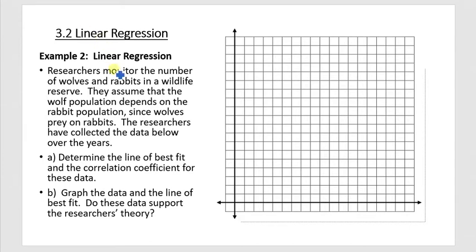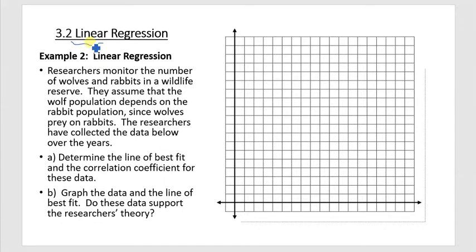Okay, example 2. And sorry, this is linear regression. I think I had the titles wrong in the last two videos. So researchers monitor the number of wolves and rabbits in the wildlife reserve. If you think about it, what do wolves eat? Well, they eat rabbits, right? So they assume that the wolf population depends on the rabbit population. So if there's not enough food, aka rabbits, then the wolves will die off and vice versa, right? If there's too many wolves, then the rabbits die off.